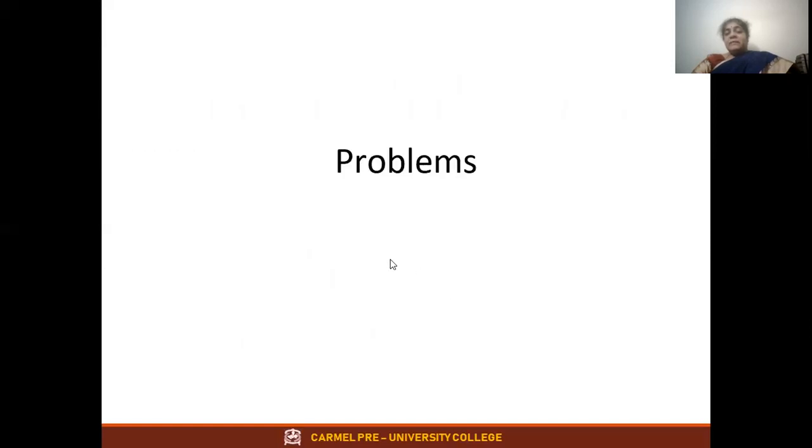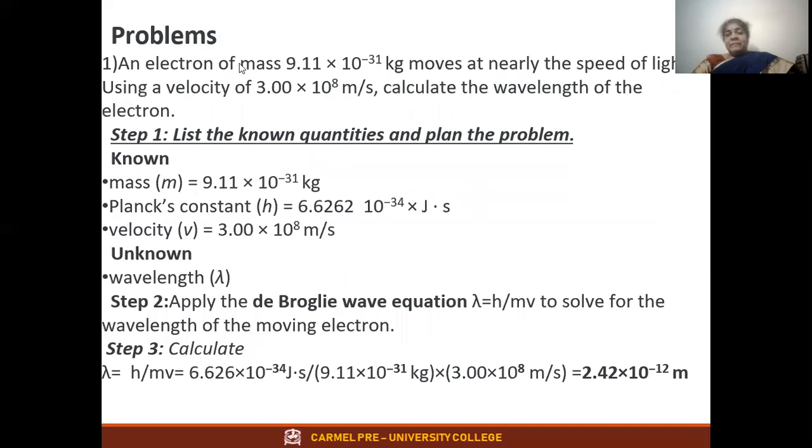Till there we finish the theory part of this chapter. We'll move on to the problems. Basically, there are only 3 types of problems in this chapter. So let us start solving one by one. First problem: an electron of mass 9.1 into 10 power minus 31 kg moves at nearly the speed of light, with a velocity of 3 into 10 power 8 meters per second. Calculate the wavelength of the electron.